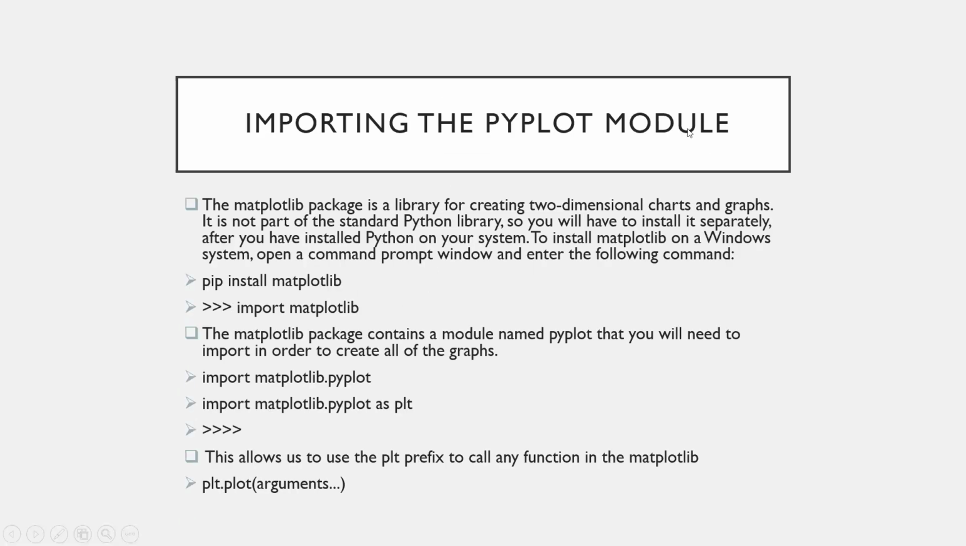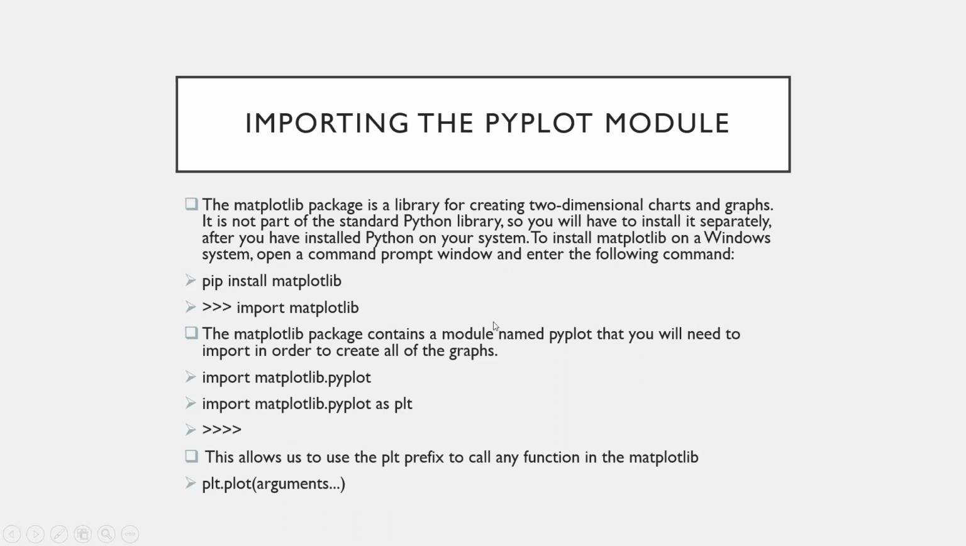Now, importing the pyplot module. As we discussed, inside the Matplotlib package we have this pyplot module. This Matplotlib package is not available in our system, so we have to install it in the command prompt. First, we open the command prompt and type pip install matplotlib. Once it is successfully installed, you go to the IDLE or wherever Python is installed in our system and type import matplotlib.pyplot as plt. If you see no error, it means our matplotlib package and pyplot module are successfully installed. This allows you to use the plt prefix to call any functions.